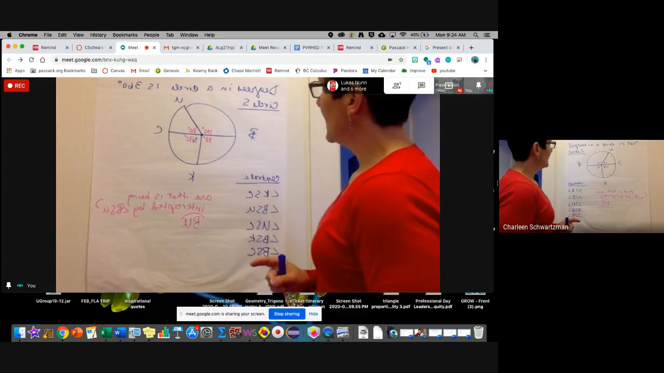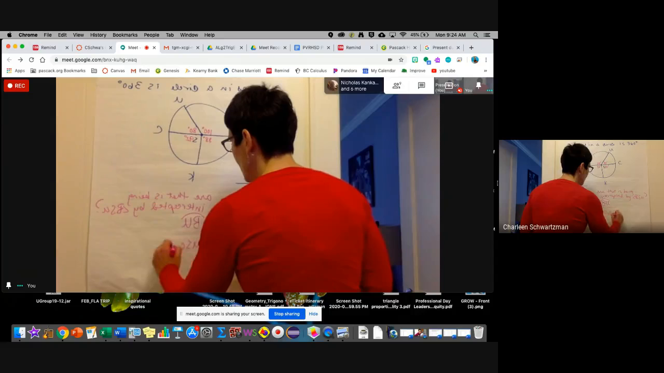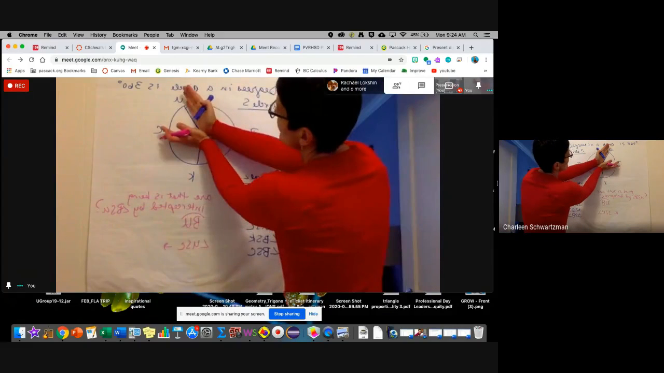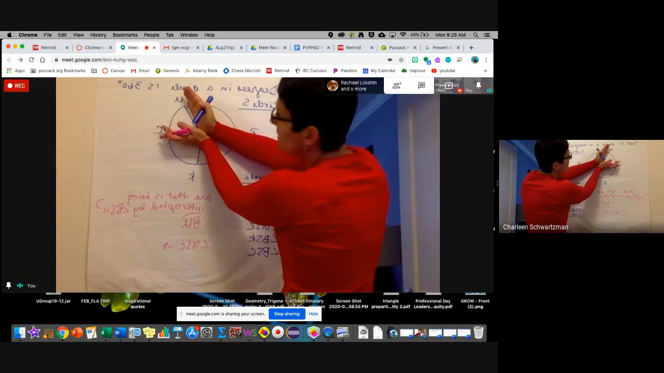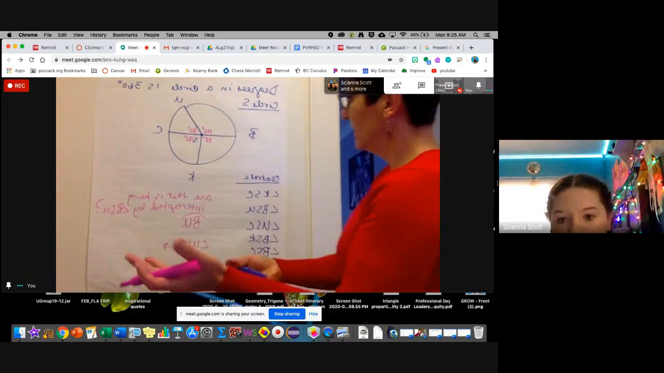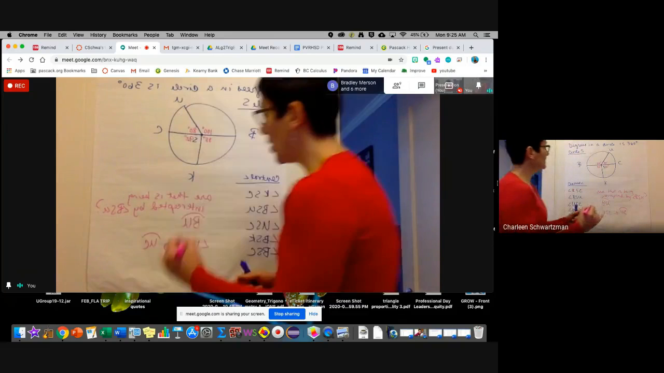Anybody else can tell me, if I said angle USC, what is the arc that it is intercepting? Here's arc USC. Can you all see what I'm doing? The arc that it's intercepting would be CU, or UC, either way. And again, you put that little arc symbol over it.